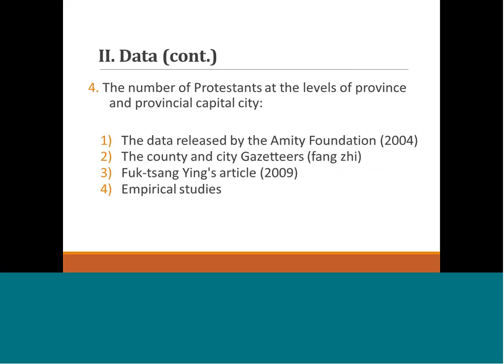Next one, the number of Protestants at the level of a province and the provincial capital cities. Here, we rely on four kinds of resources. Number one, the data released by the Henry Foundation based in Hong Kong in 2004. At the county and city levels, we rely on our very traditional research methods, searching for all kinds of specific church numbers in specific cities and the capital cities.